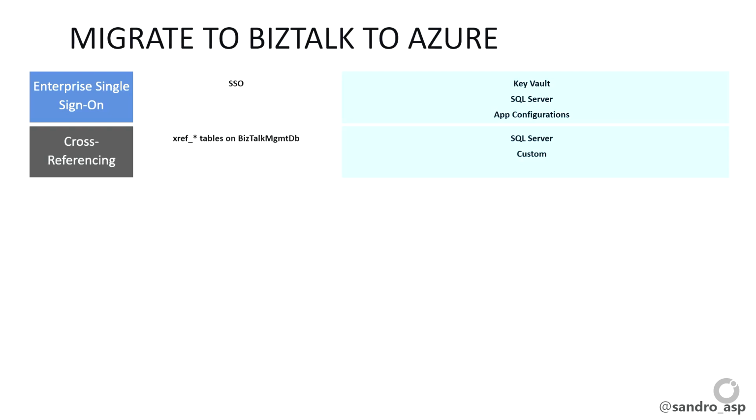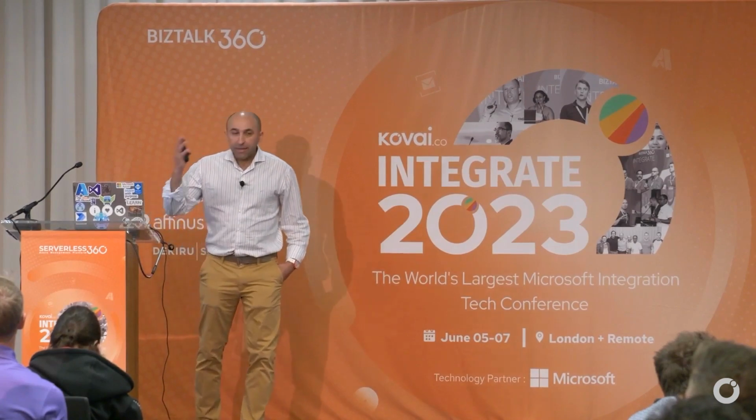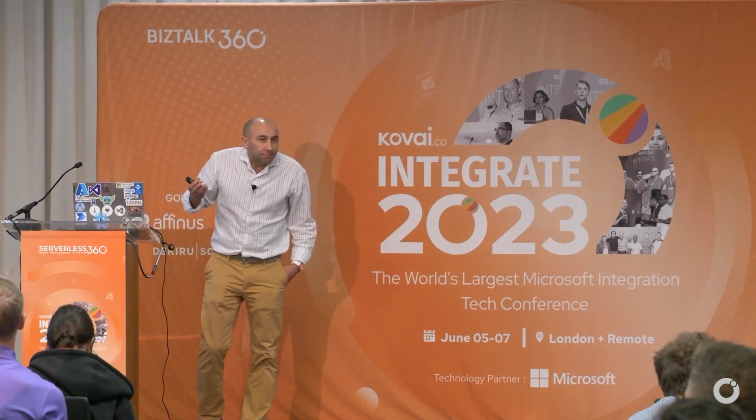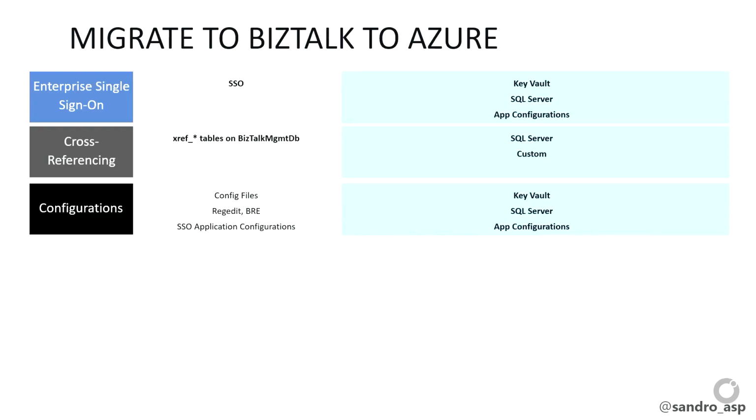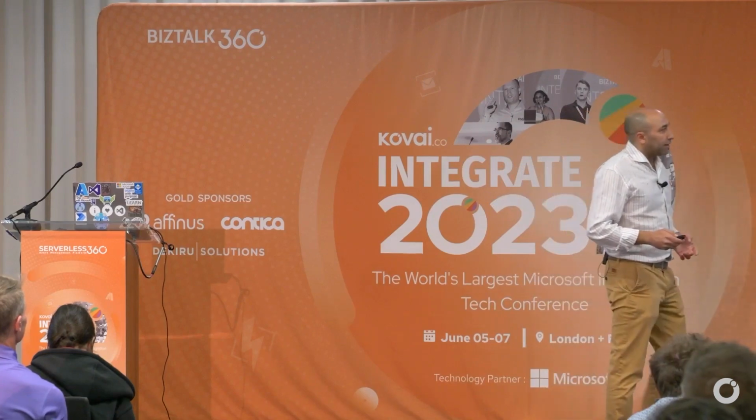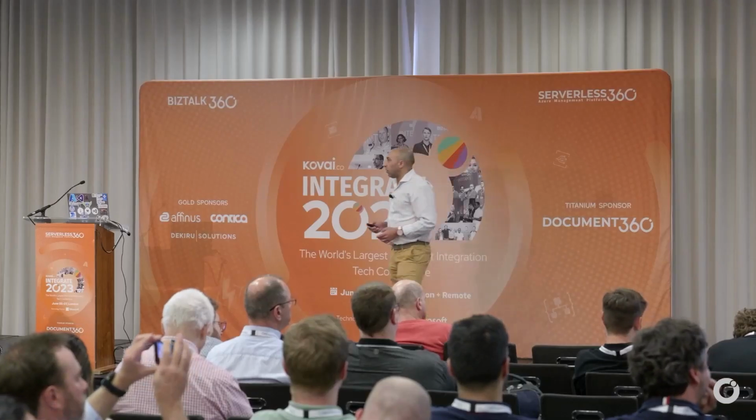There is no cross-reference. This is kind of an old-school feature of BizTalk. It has tables for cross-referencing. Luckily, I only used it one time in a project that exists. You can create that in SQL, nevertheless. Luckily, it's not that heavily used inside BizTalk. And configurations, of course, we can use Key Vault, SQL, and App Configuration to do that. Okay, so we work around a little bit with the services that we have, but we can do all of this stuff.